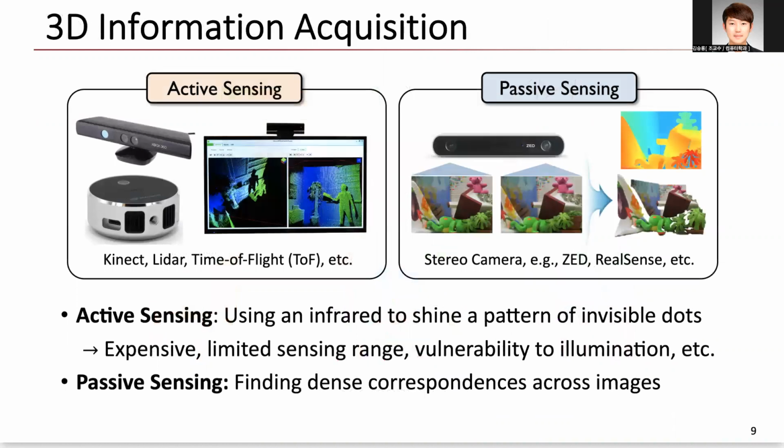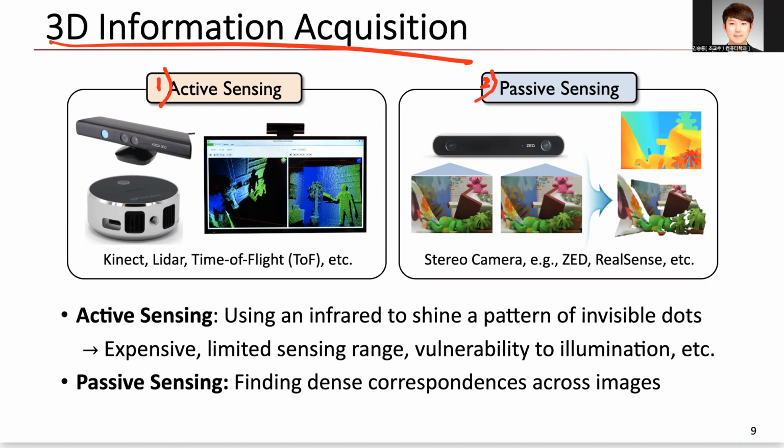So today we will talk about many ways to reconstruct or discover 3D information from 2D images or video. First of all, 3D information acquisition. Roughly, we can say that there are two ways to acquire 3D information: active sensing and passive sensing.